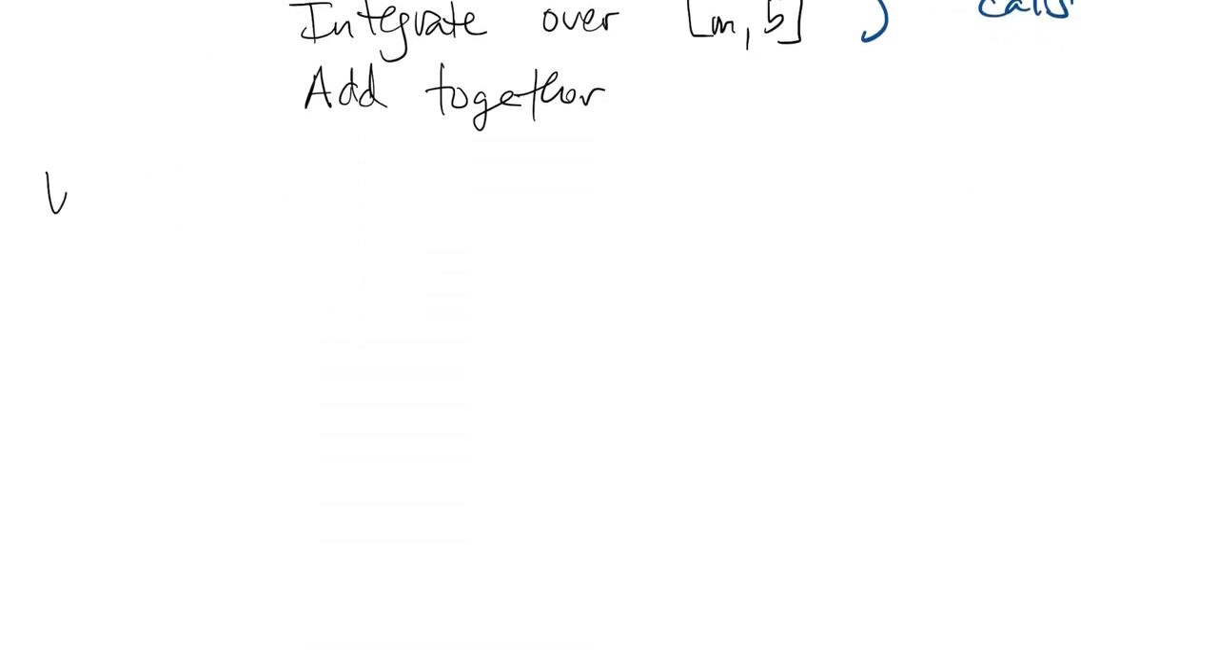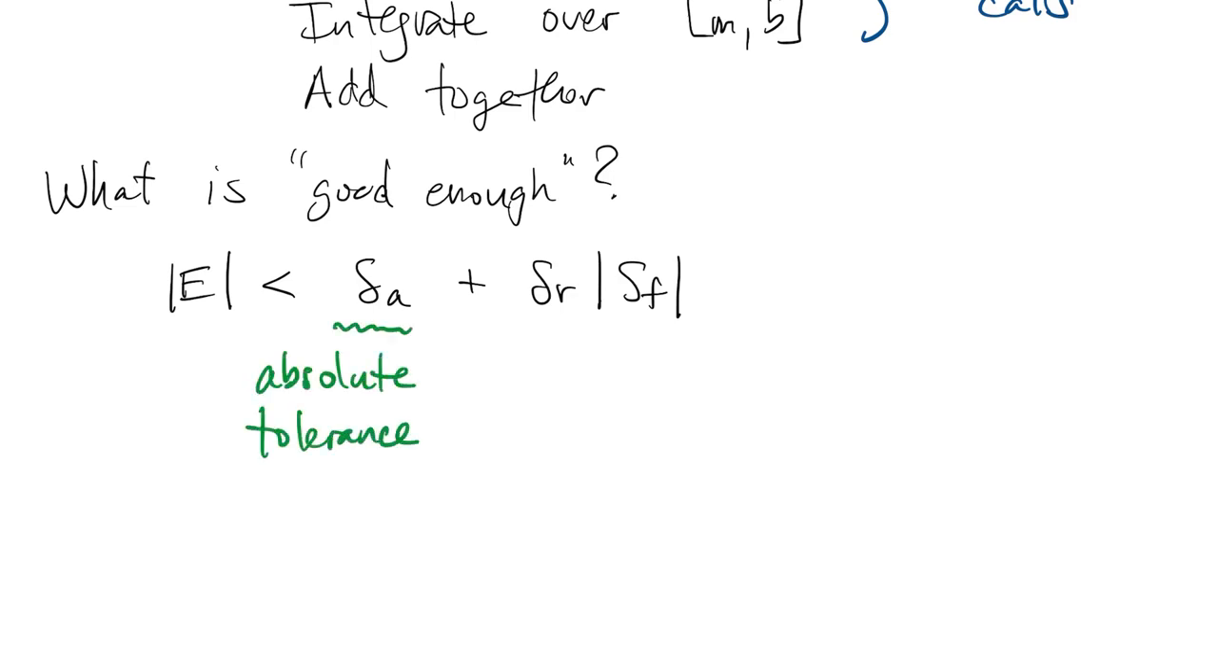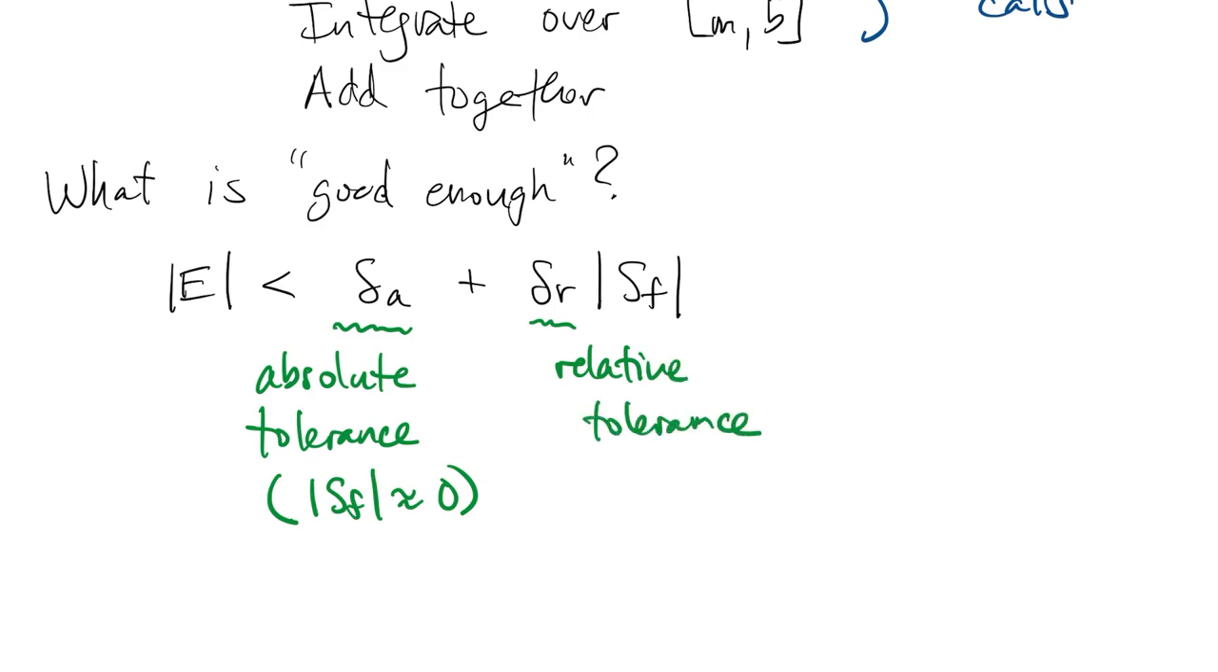The last thing we have to specify is what a good enough result is. It's common to use a criterion on the error estimate E that has both an absolute tolerance for when the result is close to zero, and a relative tolerance, which takes over when the result is very large.